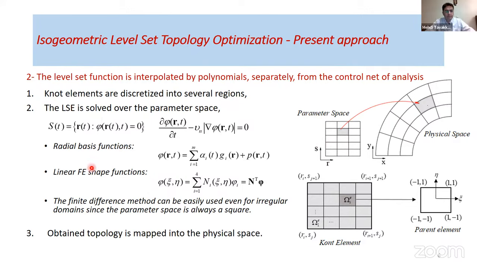Any method can be used for solving the level set equation. For example, we have chosen radial basis function and also the reaction diffusion method, for which linear finite element shape functions are used, because we need to guarantee that the whole Jacobian is achieved during the optimization process. However, the finite difference method can be easily used even for irregular domains, since the parameter space is always a unit square. At the last step, the obtained topology is mapped into the physical space. And this is the method that is presented in this paper.